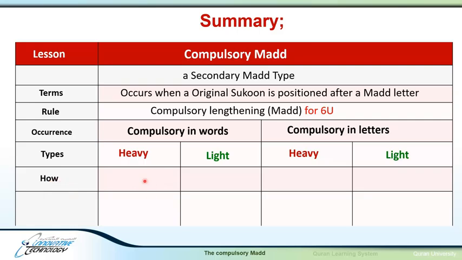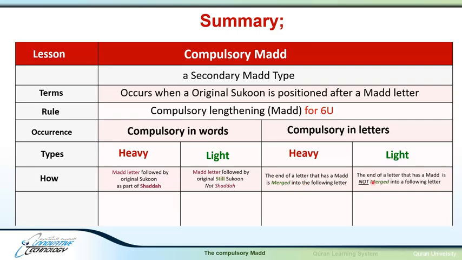And the reason that heavy compulsory happens in words is when the mad letter is followed by an original sukoon as a part of a shadda, while if it is not part of a shadda, then the compulsory will be called light. And in the case of compulsory mad in letters, it is considered heavy when there is merging, idgham, between its letters, and if there is no merging, then it is light. And we've given an example on each.